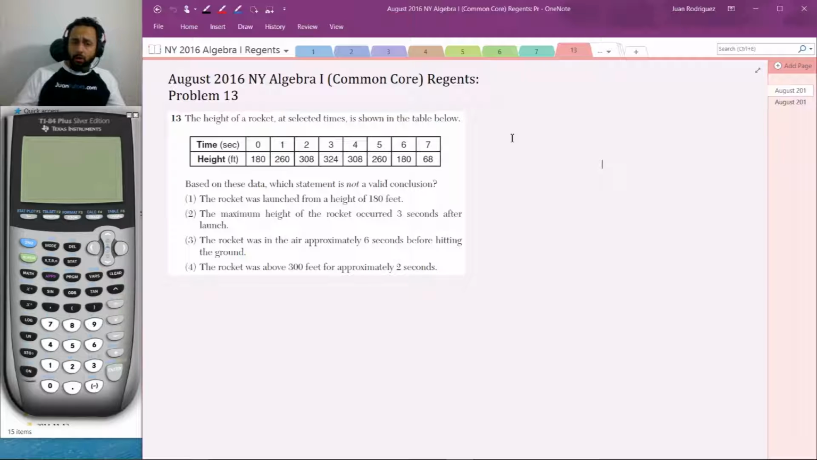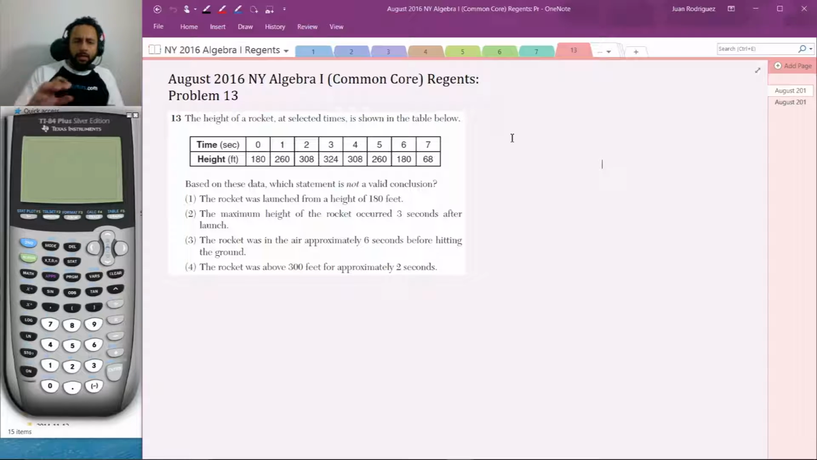Today we're working on the August 2016 New York Algebra 1 Common Core Regents Problem 13. If you want to access these exams from anywhere in the world, go to nysedregents.org, click on the appropriate tabs, and all the past tests are freely available there.